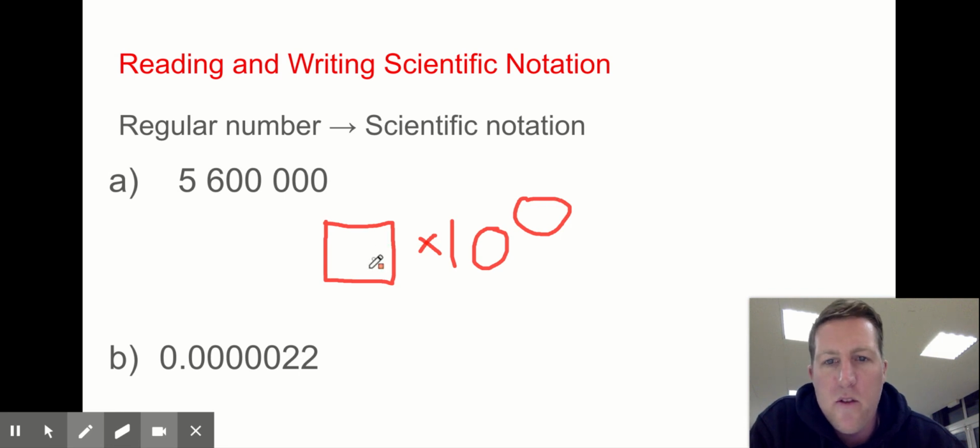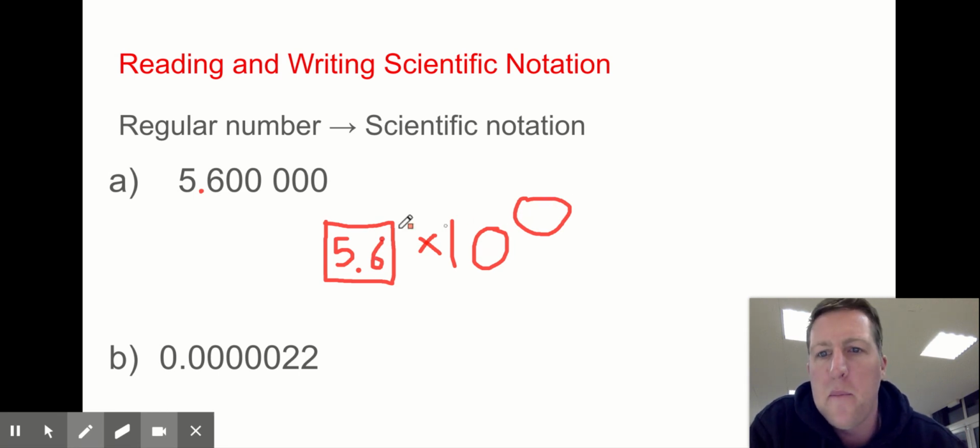So the first rule says that the number that we choose to go in here needs to be between 1 and 10. The way we do that in this case is we take the whole number that we've got here, and we look for a place where we can put the decimal so that we have a number between 1 and 10. If we put it between the 5 and the 6, we end up with 5.6, and that is a number between 1 and 10, and that's the number we're going to put in here. So 5.6 goes here, and then we do times 10 to the power of blank.